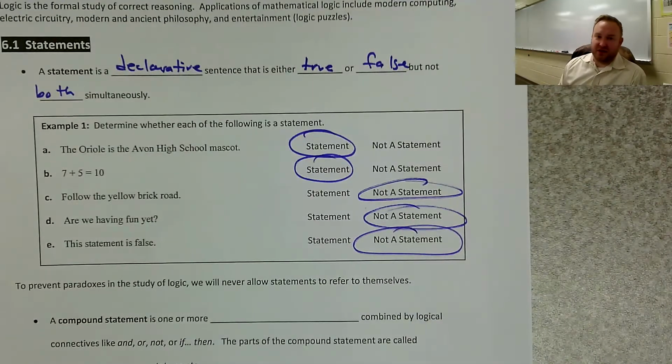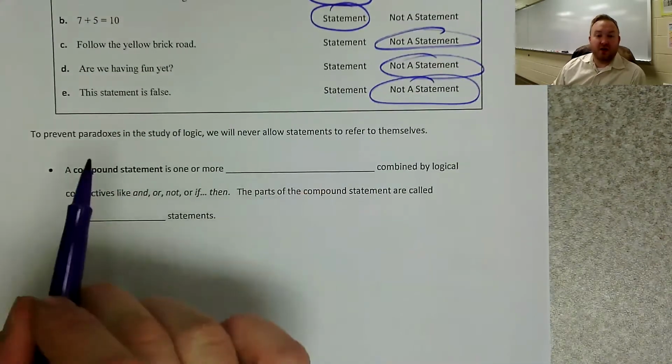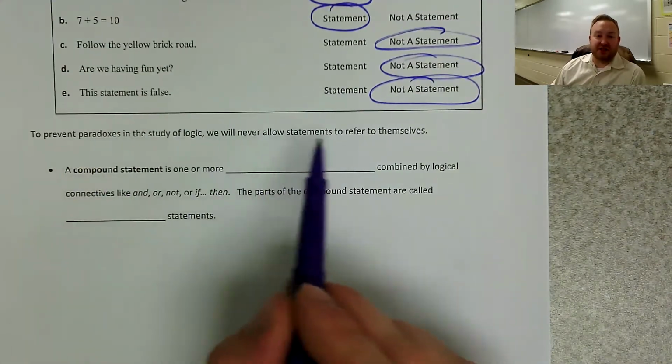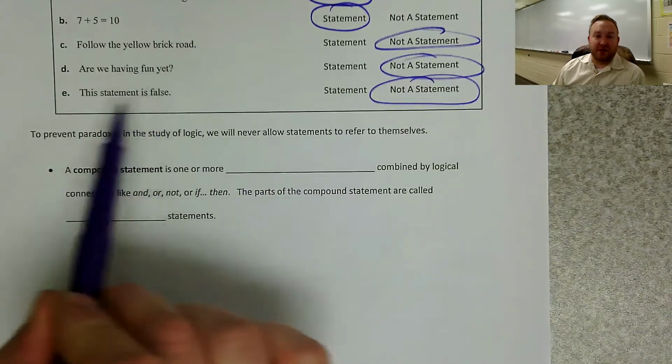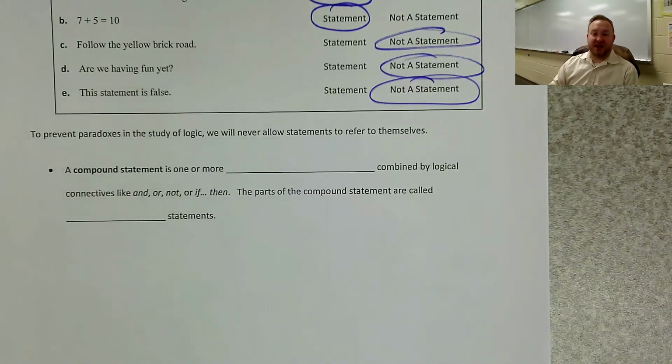This is called a paradox, and this is what we mean by something that is true and false simultaneously. We're not going to deal with things like that in our logic chapter here. If you just Google paradox, you can find some other cool examples of that. Okay, so we just don't allow statements to refer to themselves. See how this statement refers to itself? It's talking about itself, so that's how you avoid a paradox there.